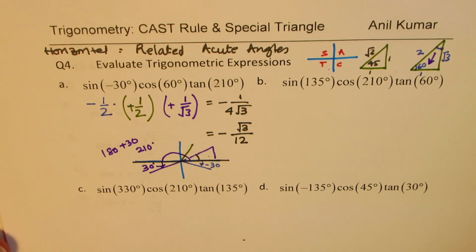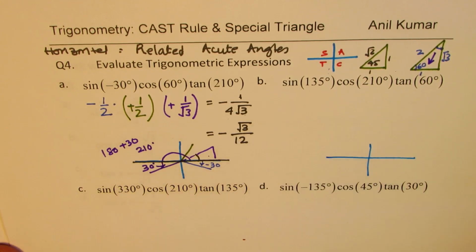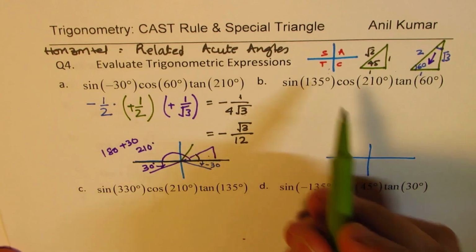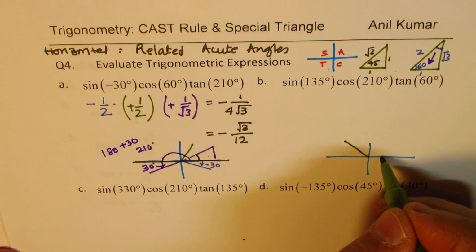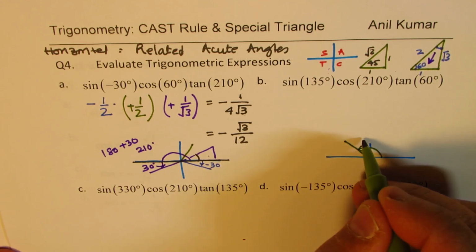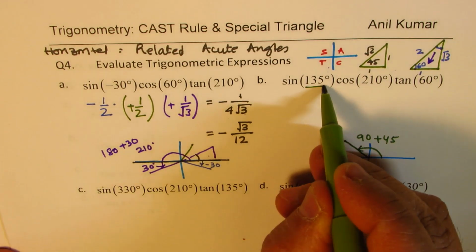Now, let's take another example. Those two will be your test questions. So let's again apply the CAST rule. For the very first one, sine of 135, we are in this quadrant. Now that is 135, which is 90 plus 45. Clear?